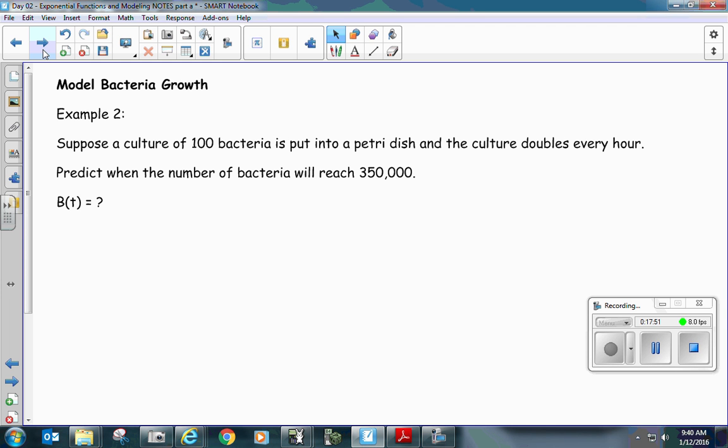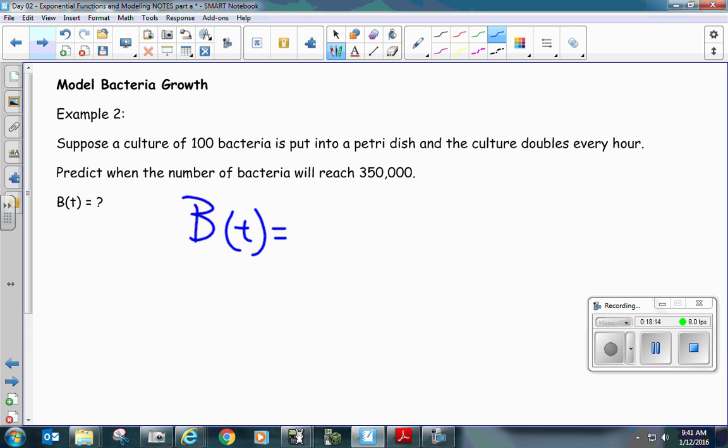Suppose a culture of 100 bacteria is put into a petri dish, and the culture doubles every hour. Predict when the number of bacteria will reach 350,000. All right? So they have this function here. They're going to call it B of T. B is for bacteria, T is time. How do you think that's going to look? What's it going to start with? 100. Isn't that our initial value? That's our A value, 100. Times something. Now we know it's to the T. What do you think goes there?